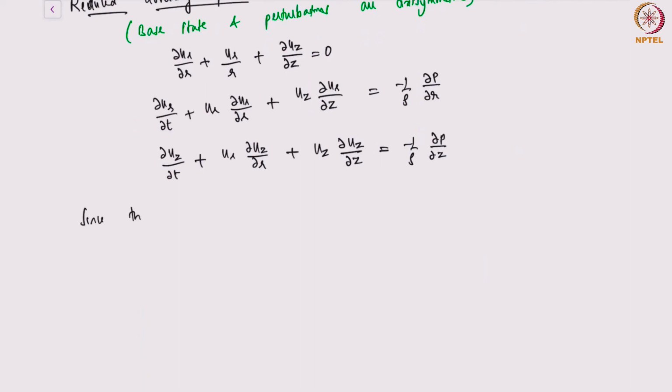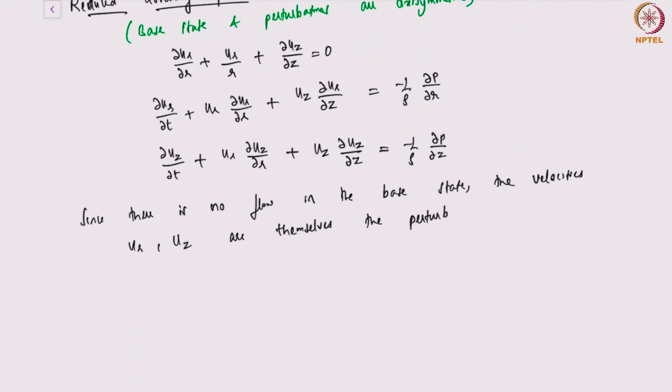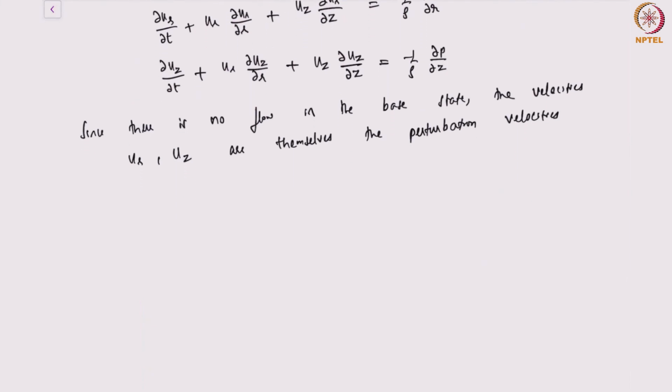Since there is no flow in the base state, the velocities u r, u z are themselves the perturbation velocities. Otherwise I would have to write something like u r is equal to some base state u r plus a perturbation u r prime. But the base state u r is 0, so therefore this term is 0 and u r and u r prime are the same. So there's no point in creating another variable for the perturbations.